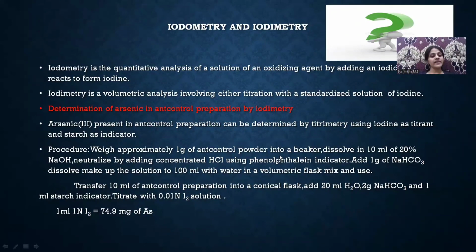From this, transfer 10 ml of ant control preparation into a conical flask, add 20 ml H2O, 2 grams NaHCO3 and 1 ml starch indicator. Titrate with 0.01 normal iodine solution. This can be calculated using the formula: 1 ml of 1 normal iodine is equal to 74.9 mg of arsenic.